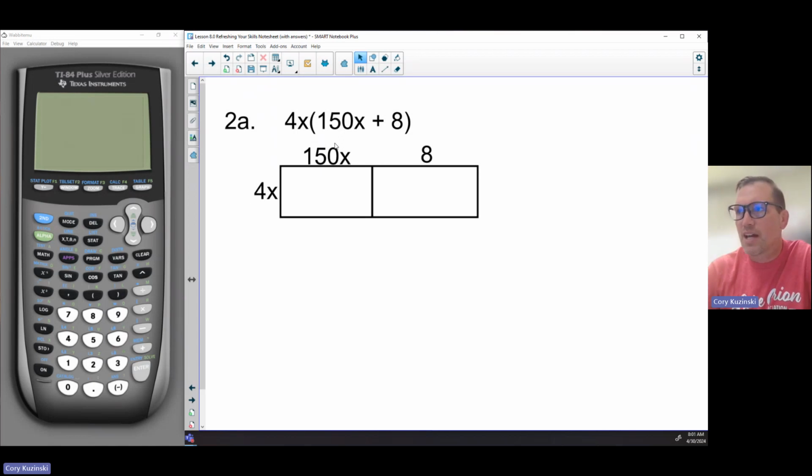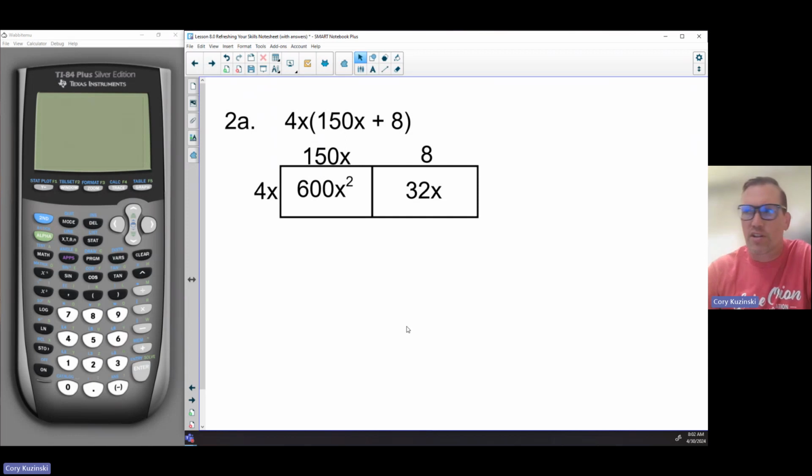So length times width should equal the area of this rectangle, right? Length times width equals area. And that's what we're going to do, figure out the area of this. All right, so let's do 4x times 150x. That is 600x squared, as in 4 times 150 is 600, and x times x is x squared. Just like 2 times 2 is 2 squared, or 7 times 7 is 7 squared, or pi times pi is pi squared. Now we're going to do 4x times 8 to figure out the area of this rectangle. So 4 times 8 is 32, and then you've got that x, 32x.